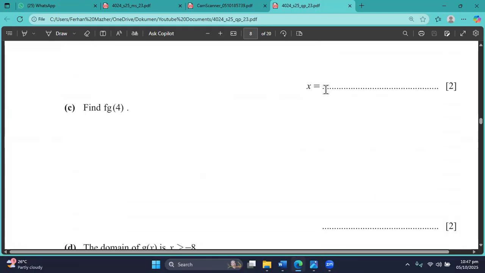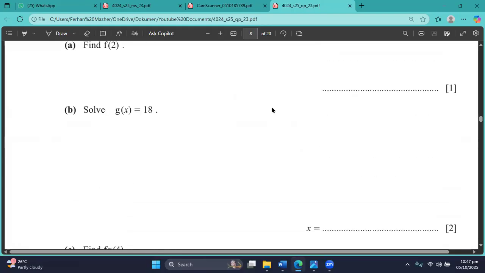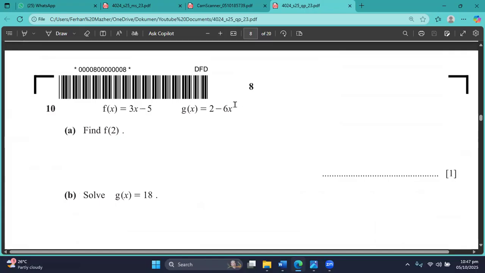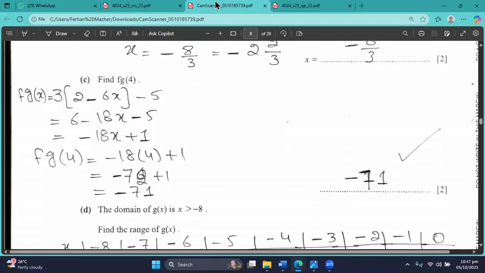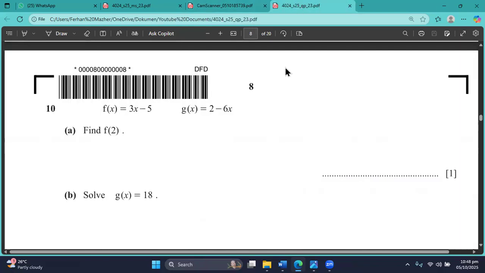Okay, then we have C part. In the C part, he says, find f g of 4. So whatever is the formula of the f, in that, first of all, put in the place of x this formula of the g. Okay, let me show you. Here I have done. F g of x will be equal to, in the formula of the f, the formula of the f is this. In the place of x, put this formula.